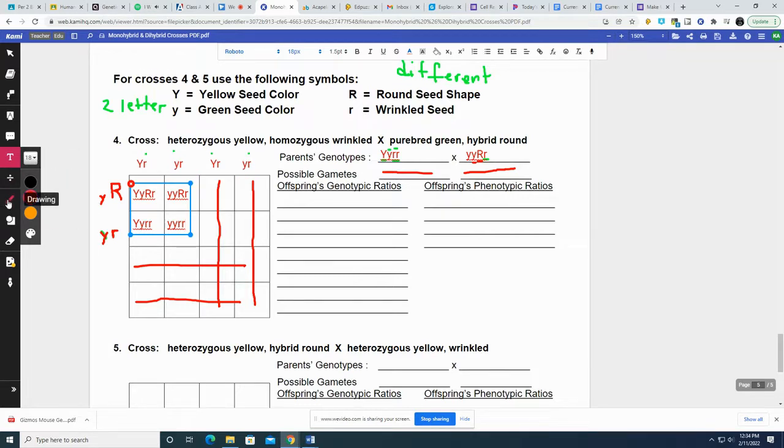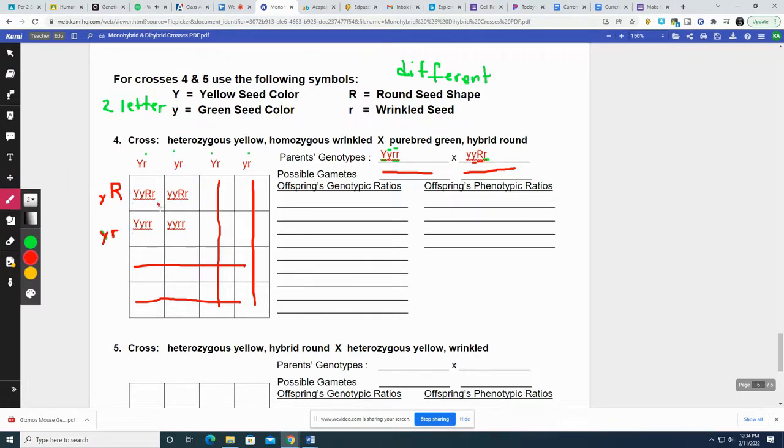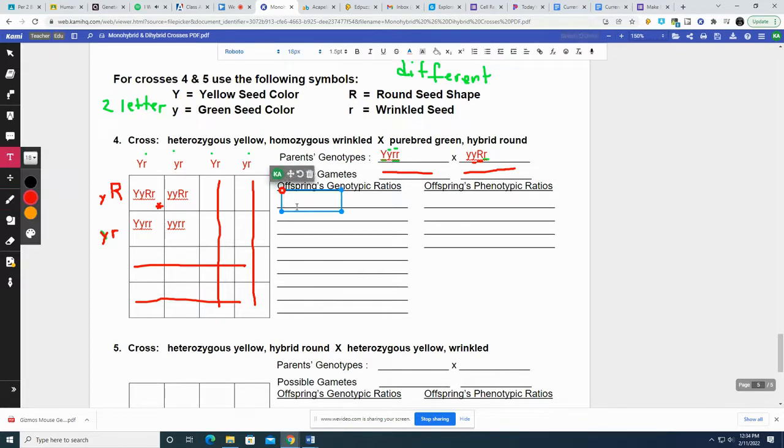Anyways, genotypic ratio. Grab my drawing tool. How many of them have the genotype big Y, big R, little r? I see one. Only one. It's this guy right here. So on average, 1 out of 4 will have the genotype of big Y, big R, little r. If we had filled in all the boxes, if we didn't cross any out, it would have been 4 out of 16. But guess what? When you reduce 4 out of 16, it's the same as 1 out of 4. So we get the same exact answer.